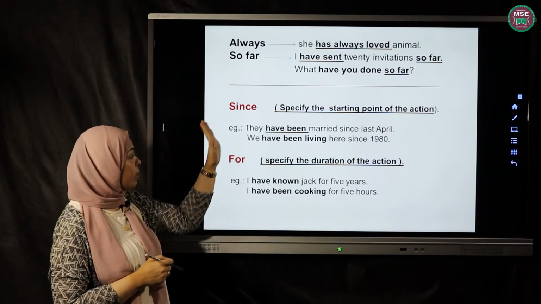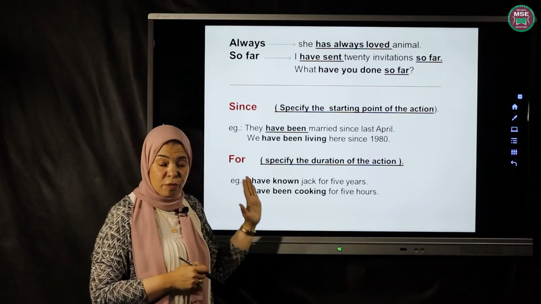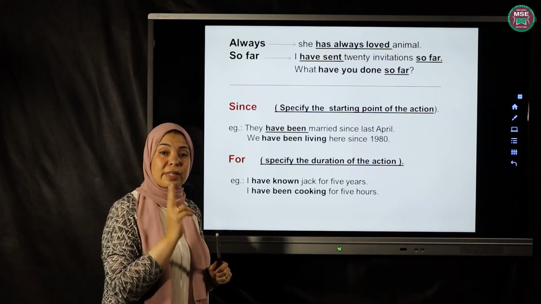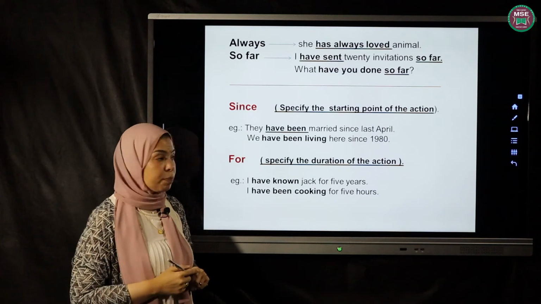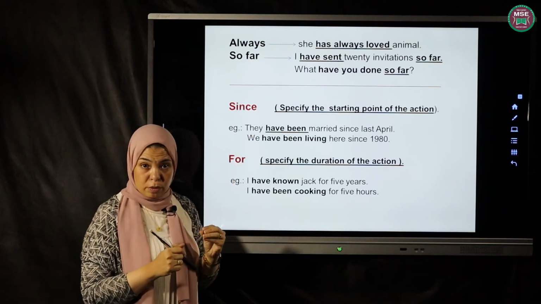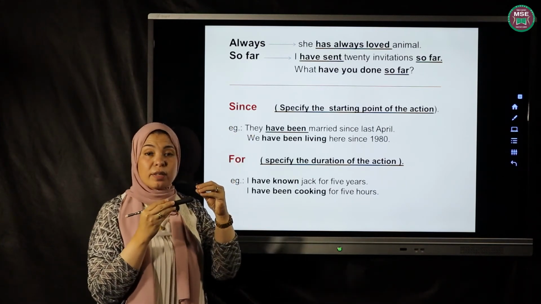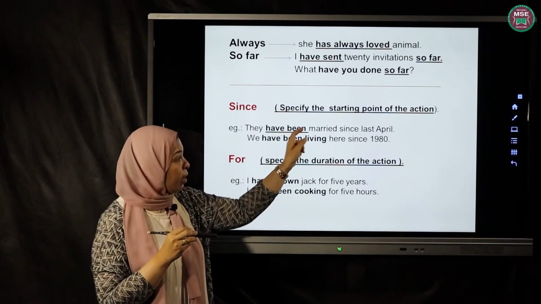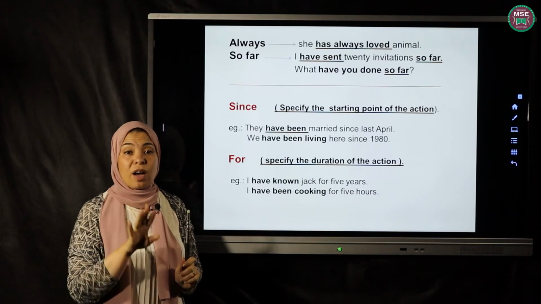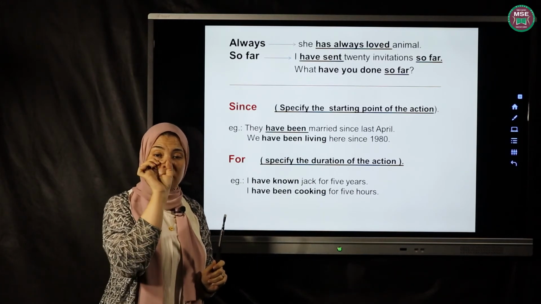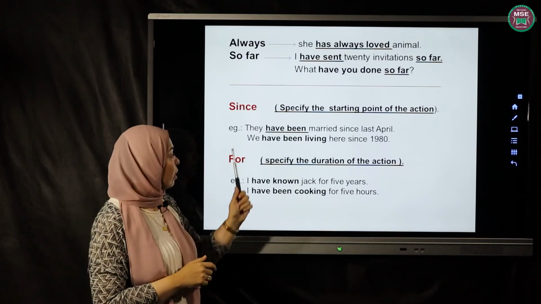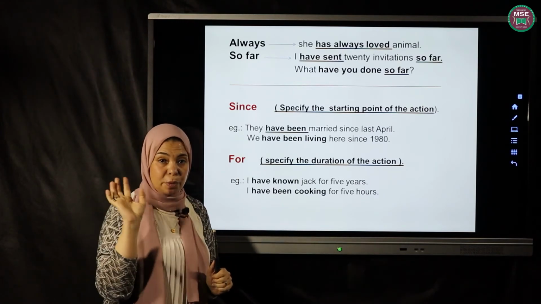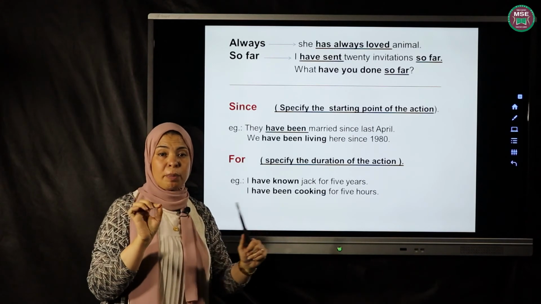Now, since and for. Since and for, as I said before, are common between the two tenses, the present perfect simple and the present perfect continuous. Since, we use it to speak about the starting time of the action. As you see, it specifies the starting point of the action. I only mention the starting time of the action. As you see in the first example, they have been married since last April. Since this date, they have been married.